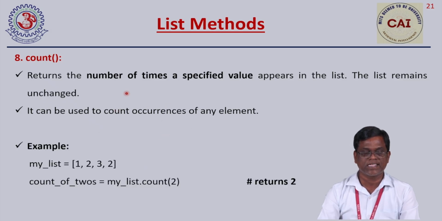And here is the example to understand it. I created the list with 1, 2, 3, 2, and here I am applying the count method on this list, my list dot count of 2. It will search for the value 2 in the given list, and in the given list this 2 appeared two times, so it will return the value 2 for the user. This is about the count method.